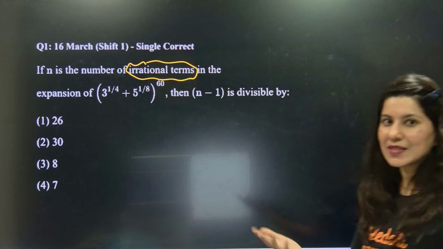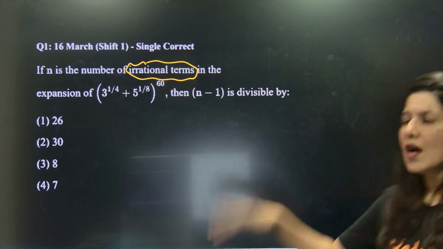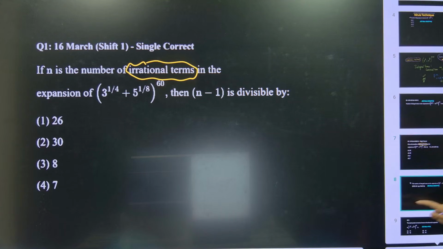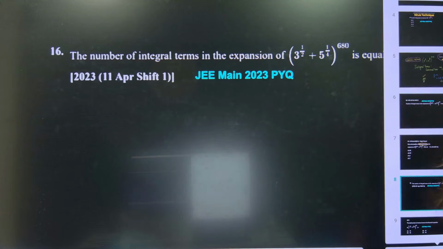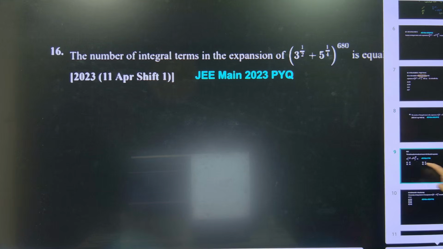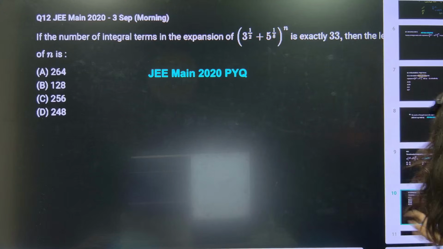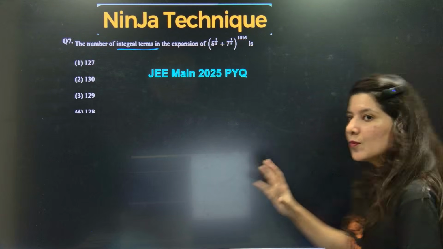Sometimes they will ask integral, sometimes rational, sometimes irrational. It is one type of question, just the wording is different. Again 2023, every year. This is to show you that every year they are asking this question. Then this is again a JEE Main PYQ, JEE Main 2020 PYQ. All right, so now let's pick a question.